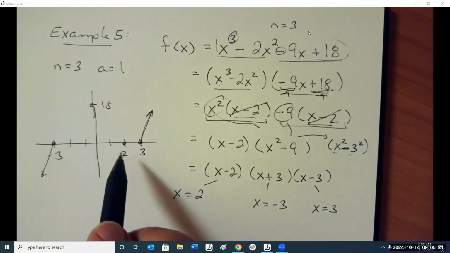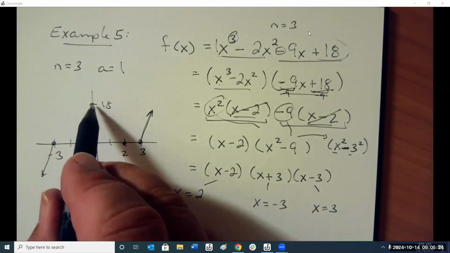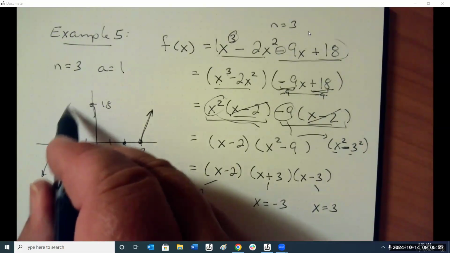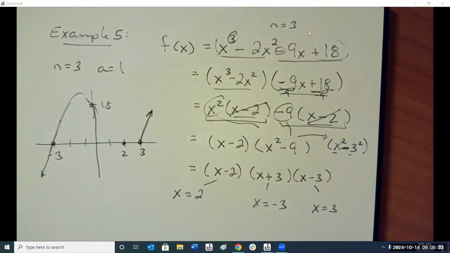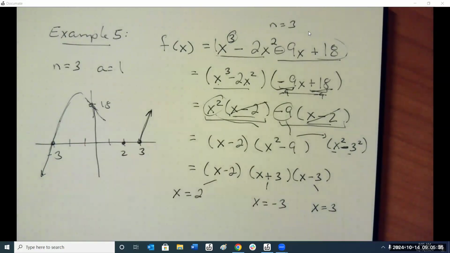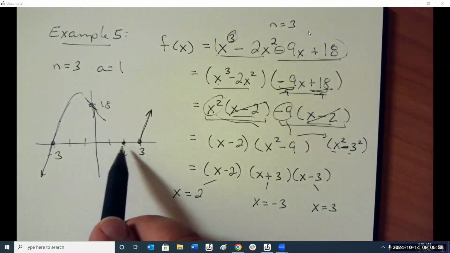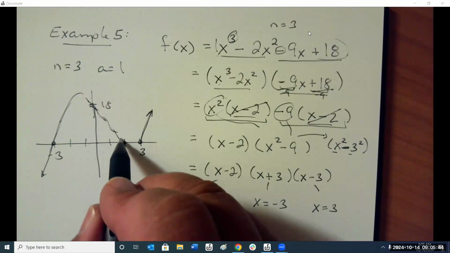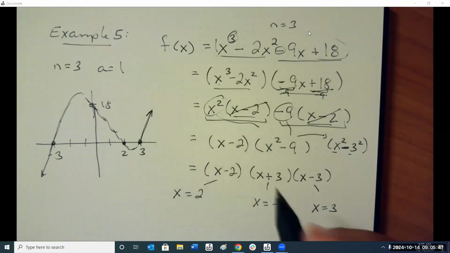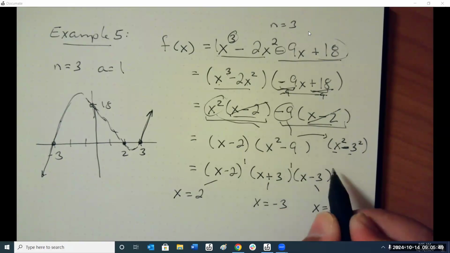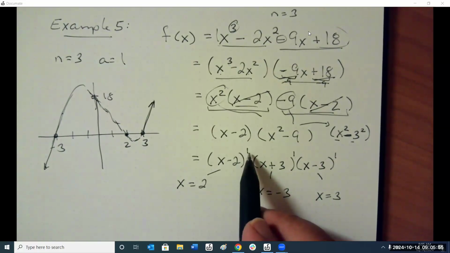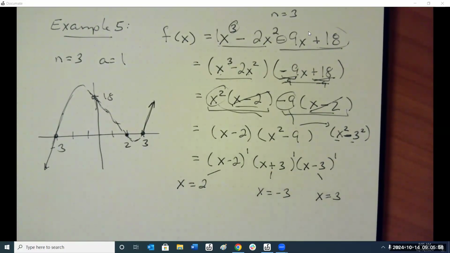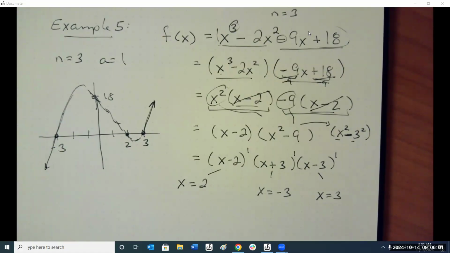Now, does it cross or bounce? Well, since this is going down and it has to cross that one, we know it has to at least do this. Now, does it cross or bounce at 2? Well, we know it's going to do this. How do we know that? Because our multiplicities are all odd. If they're odd, they cross through the x-intercepts. So the graph looks like that one.